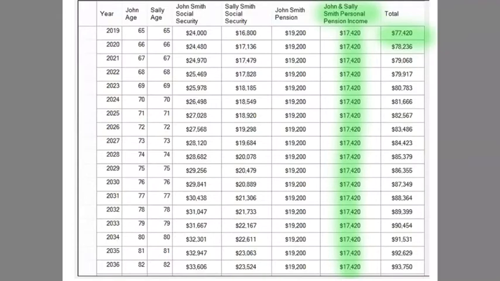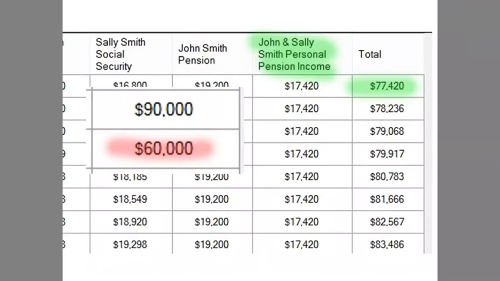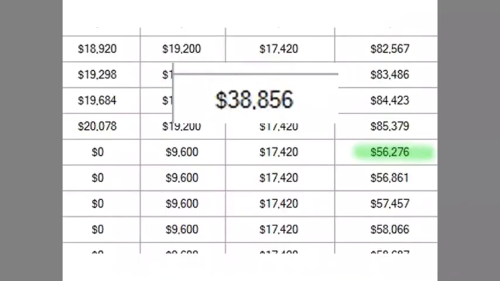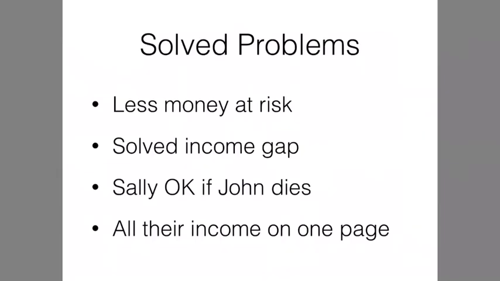So here's the retirement income when they start at age 65. Now you can see, instead of only getting $60,000, which wasn't enough to meet their bills, they're going to be getting $77,420 per year because their personal pension, starting in 5 years, is going to pay them $17,420 a year for as long as either one of them is alive. And as far as the second problem goes, as far as John passing away at age 75, the income will still drop, but instead of dropping to $38,000, it's only going to drop to $56,000, which is a lot better than $38,000.